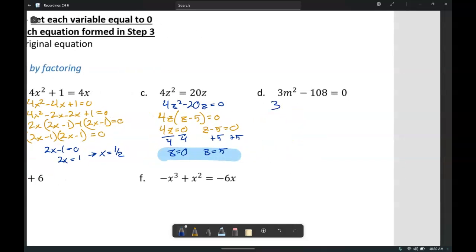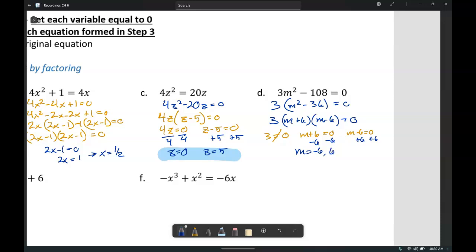We have a greatest common factor of 3. We have a binomial, and it's a difference of squares. So factors m plus 6, m minus 6. We don't need to set 3 equal to 0 because 3 does not equal 0 and there's no variable. So we set each other expression equal to 0. So m equals -6 and 6.